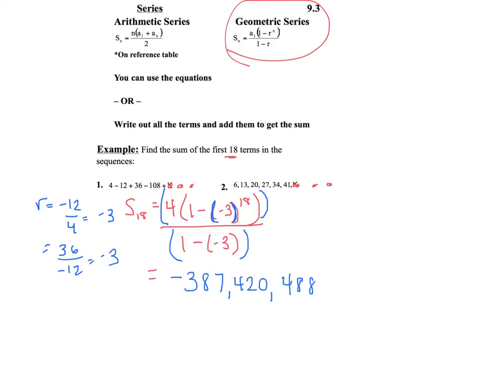So for the next series, first I want to figure out if it's arithmetic or geometric. So from 6 to 13, 13 to 20, 20 to 27, 27 to 34. It's going up by 7 each time. So I know it's arithmetic because it's going up by the same thing. So I can use the equation S sub n equals n times a1 plus an, divided by 2. I know my n is 18.